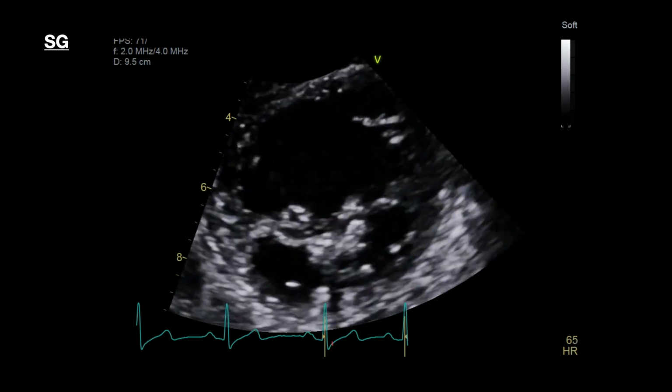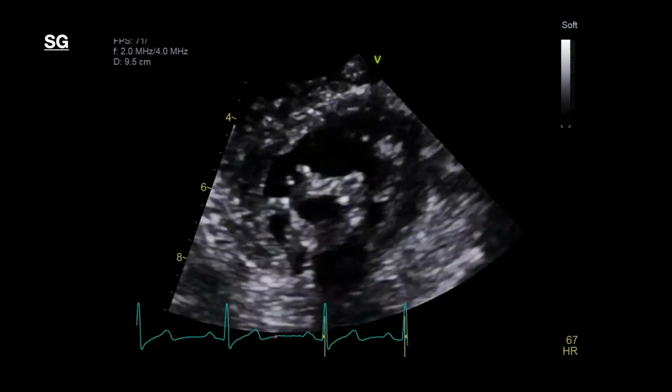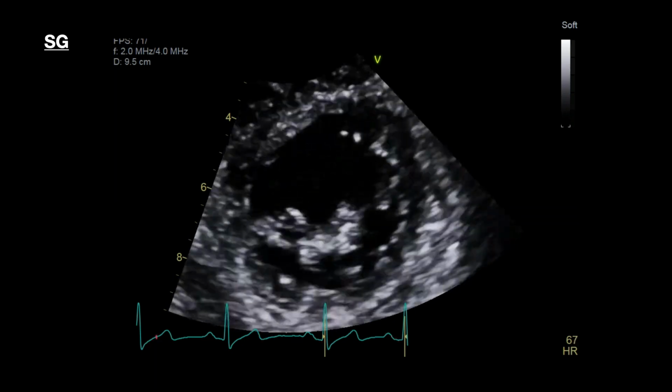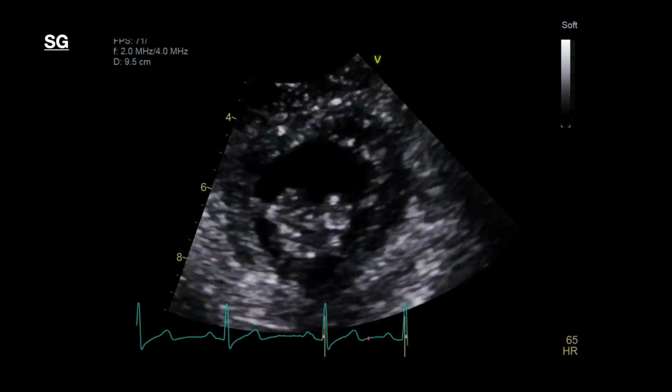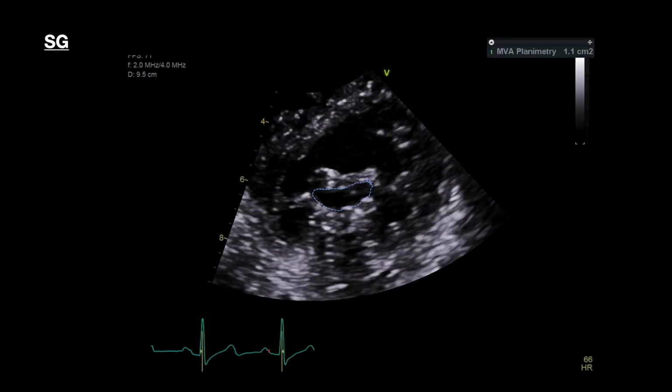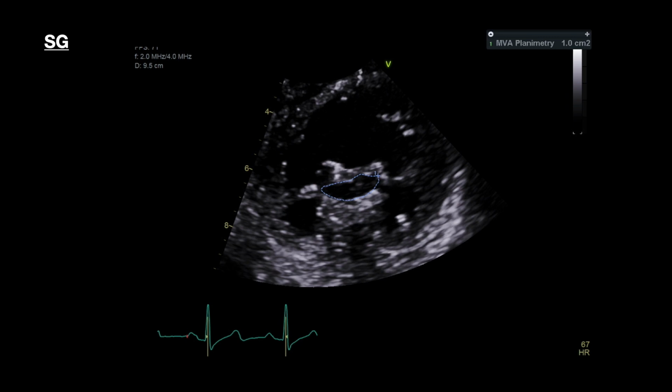Zoomed in on the valve, which demonstrates those findings even more clearly, so really reduced valve opening, and the commissural fusion is nice to see there. 2D mitral valve area by planimetry is measured here at 1.1 centimetres squared, so technically moderate. Measured again at 1 centimetre squared, right on the cusp of severe.